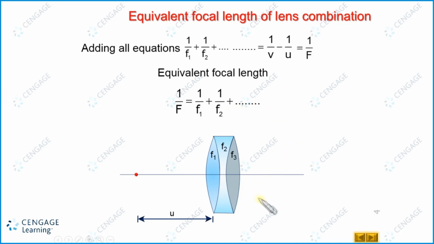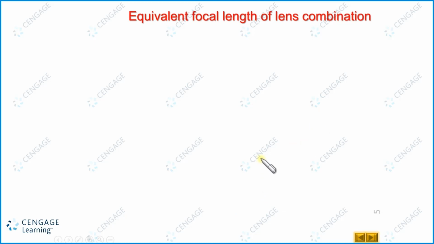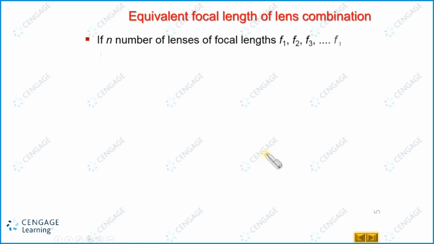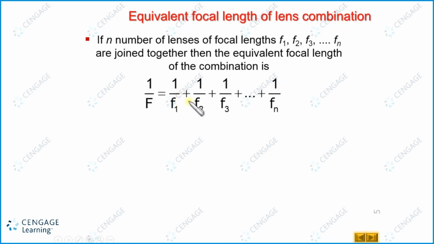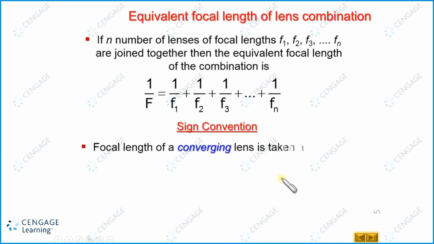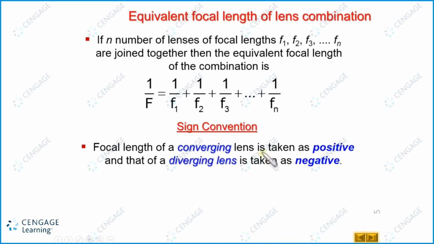So let us write the final conclusion. If n lenses of focal lengths f1, f2, f3 up to fn are joined together or placed together, then the equivalent focal length is given by the formula 1 upon F equal to 1 upon f1 plus 1 upon f2 plus 1 upon f3 up to the n term. For the sign convention, we use the same sign convention which we used in the lens section. That means the focal length of a converging lens is taken as positive and of a diverging lens as negative. So up to this point we have learned the concept.